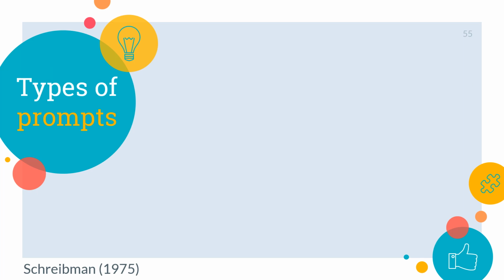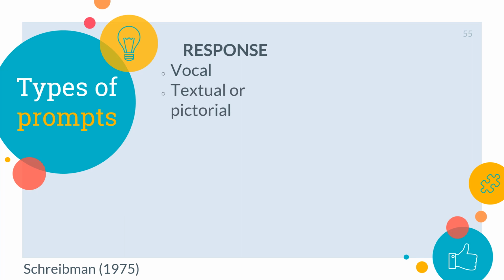Now we will discuss types of prompts, both response prompts and stimulus prompts. Response prompts examples would include vocal, textual or pictorial, model, and physical prompts. These prompts are response prompts because they operate directly on the response. Stimulus prompts could be within stimulus or extra stimulus. Within stimulus prompts involve a prompt relevant to, embedded within the training stimulus. And extra stimulus prompts involve adding a stimulus not relevant to the training stimuli to increase the likelihood of a correct response, according to Schreibman, 1975.